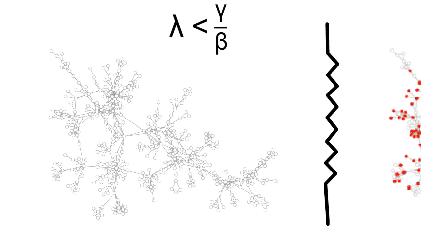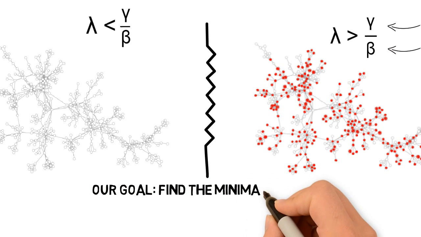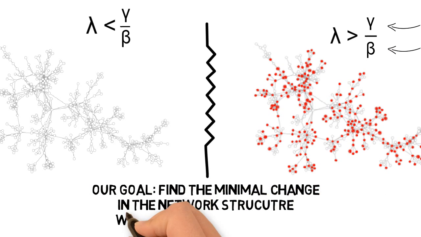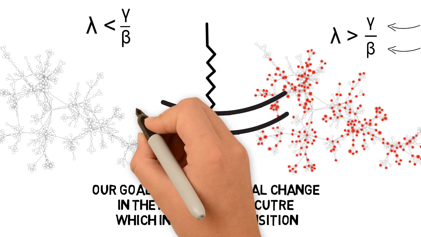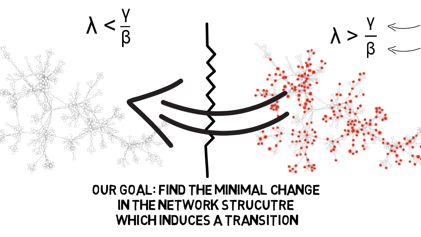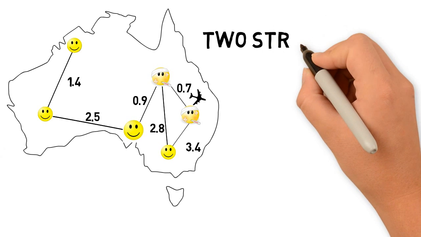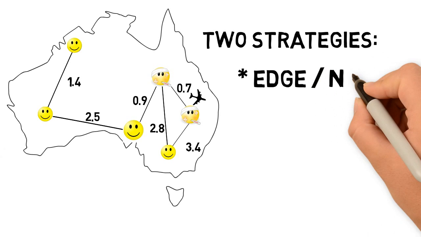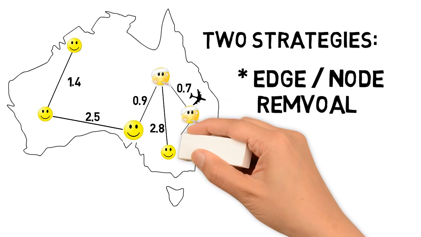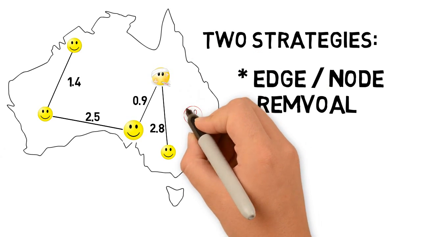In this paper, our goal is to find the minimal change to the network structure, which induces a transition from an infected state into a disease-free state. There are two strategies to stop the infection process. First, one can remove edges from the network until its dominant eigenvalue induces a phase transition. However, edge removal is a drastic action which can completely isolate a node.